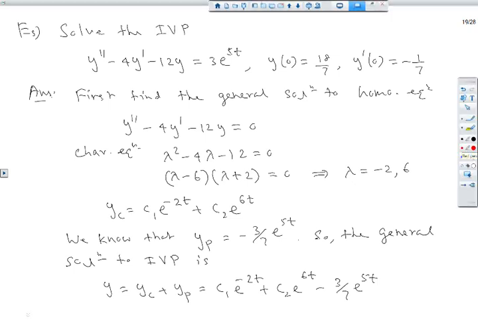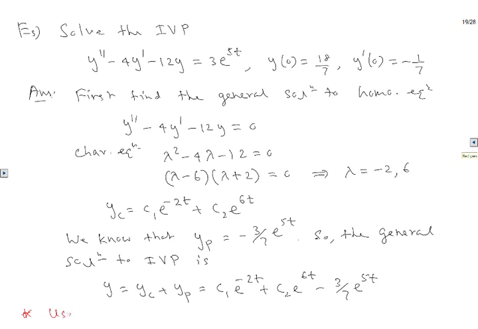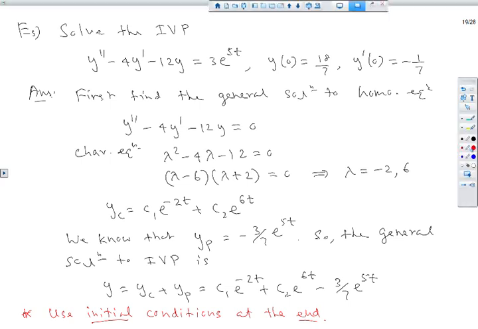So I'm going to put a star here: use initial conditions at the end. Even though we call them initial, we use them at the end. This is the way to remember that. Use the initial condition at the end. So now we can use the initial conditions to find c1, c2. Let's use the first condition, which says that when you plug in 0, you should get 18/7.